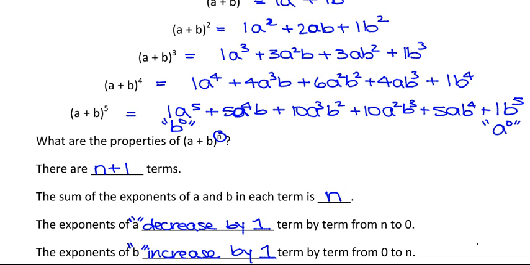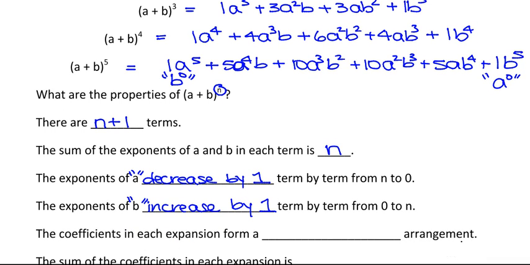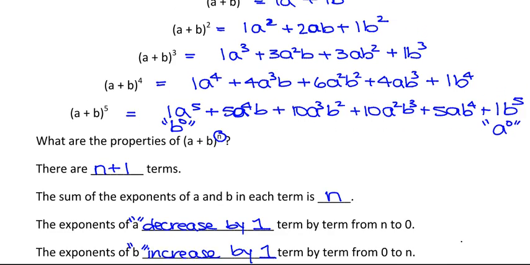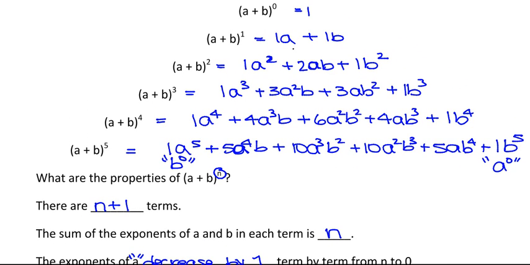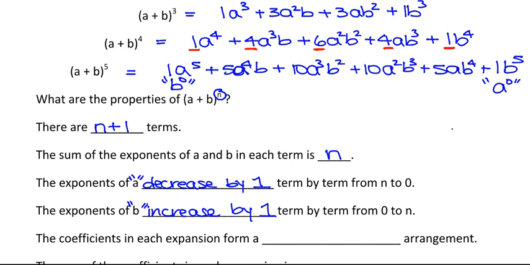How could we describe the coefficients in this expansion? Let's take a look at the coefficients. So I'm just going to arbitrarily choose this row right here to the power of 4. So my coefficients are 1, 4, 6, 4, 1. They are symmetrical. So we can say that the coefficients in each expansion form a symmetrical arrangement.